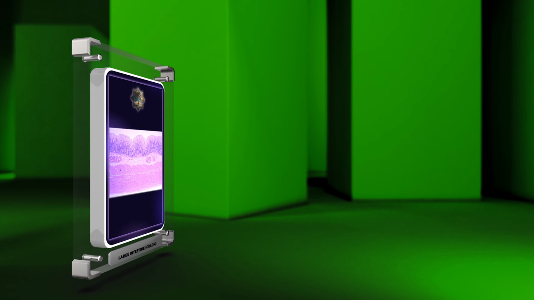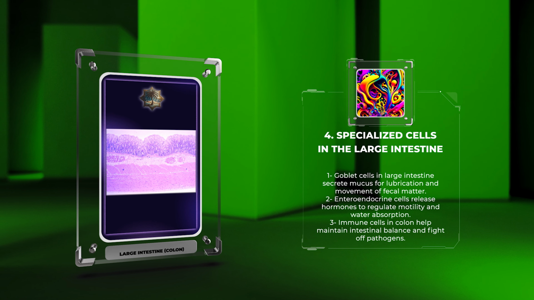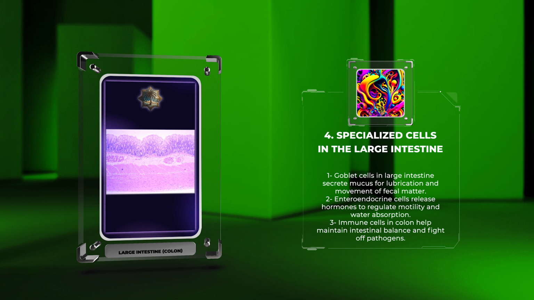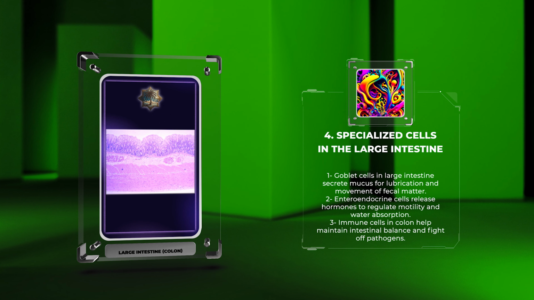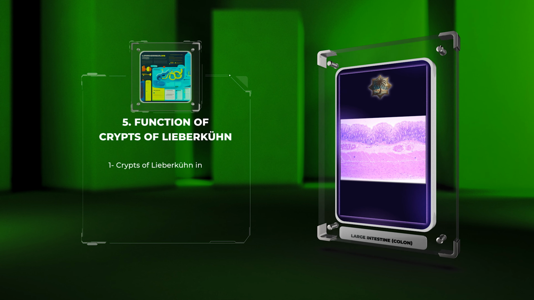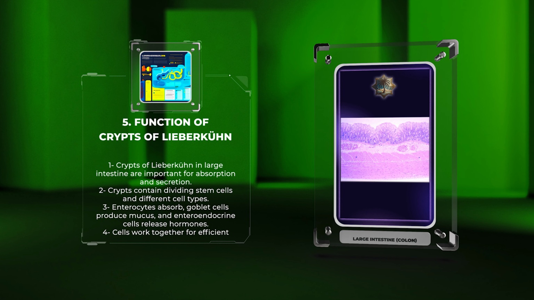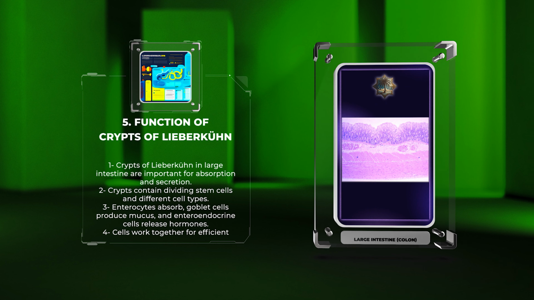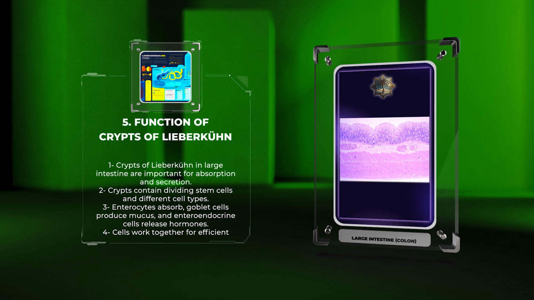The large intestine has specialized cells that serve important functions. Goblet cells secrete mucus to lubricate fecal matter and aid its movement. Enteroendocrine cells release hormones like serotonin and peptide YY to regulate motility and water absorption. Immune cells in the colon help maintain intestinal balance and fight off pathogens. The crypts of Lieberkühn in the large intestine are important for absorption and secretion. Each crypt has dividing stem cells and different types of cells, including enterocytes for absorption, goblet cells for mucus production, and enteroendocrine cells for hormone release. These cells work together to efficiently absorb and secrete in the colon.